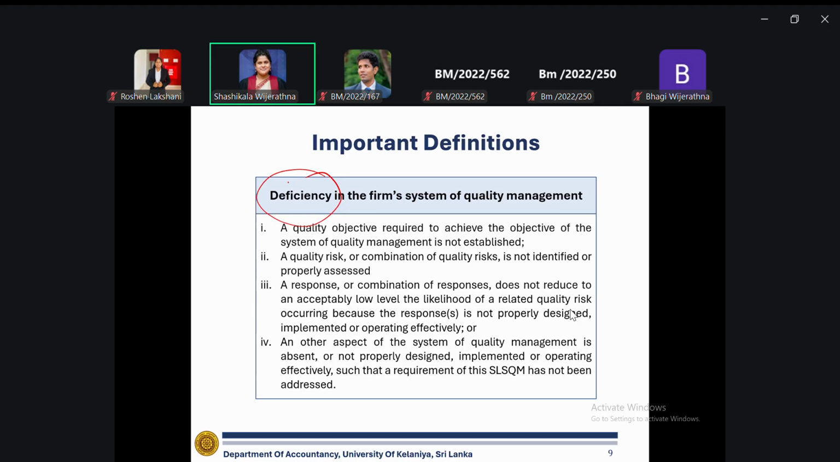So the first one is that a quality objective required to achieve the objective of the system of quality management is not established. Basically, the company has not identified what their quality objectives are. Then the second one is the quality risk.